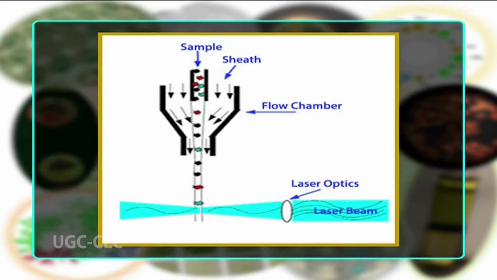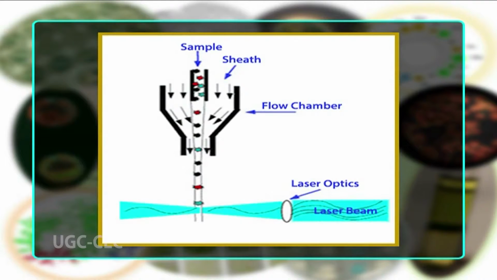The sample is injected into the center of a stream of liquid, either water or buffer, called the sheath fluid, narrowing the sample stream to a diameter of 10 micrometers, constraining the cells to move through the center of the chamber. And at this point, light is focused.